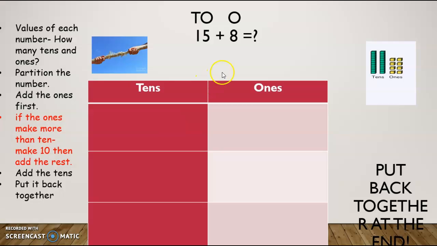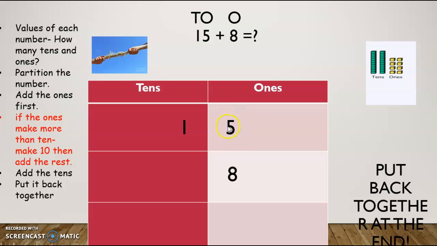Next up we have 15 add 8. So we've looked at the values. We've got 1 10 and 5 ones, and 8 ones here. So then when we do this, we add the ones first. So we've got 1 10, 5 ones and 8 ones. So I want to make 10.